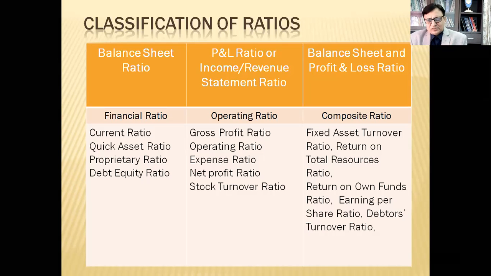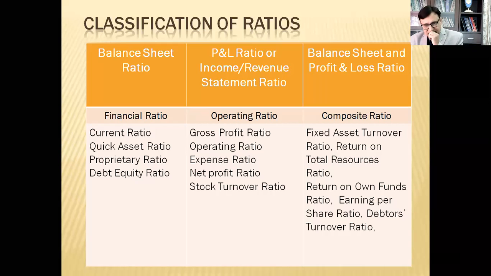Here the figures only from the income statement are taken. For example, gross profit ratio: two figures, gross profit and sales, both are taken from the trading profit and loss account. Similarly, operating ratio, operating expenses, net sales; expense ratio, expenses divided by net sales; net profit ratio, net profit divided by net sales; stock turnover ratio, cost of goods sold in relation to net sales. Both are taken from the trading profit and loss account. So these are also called income statement ratios.